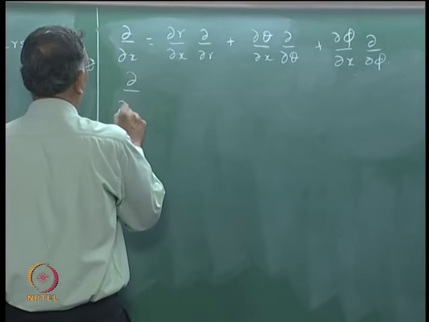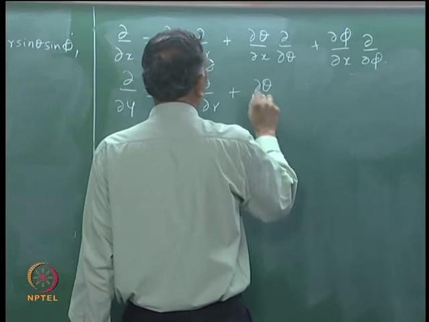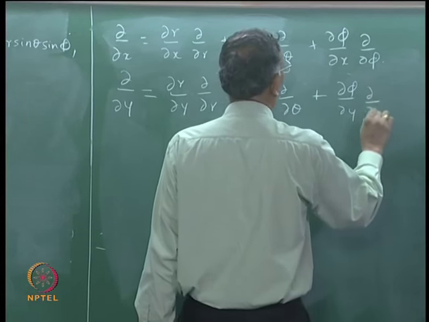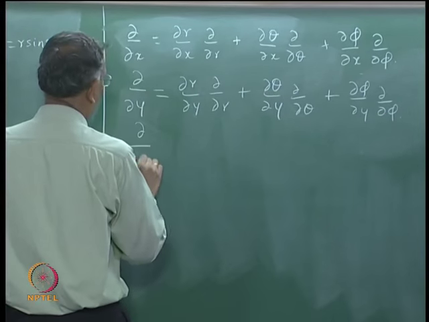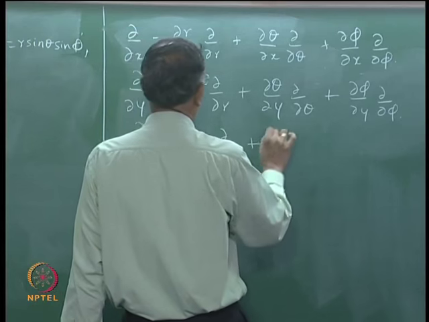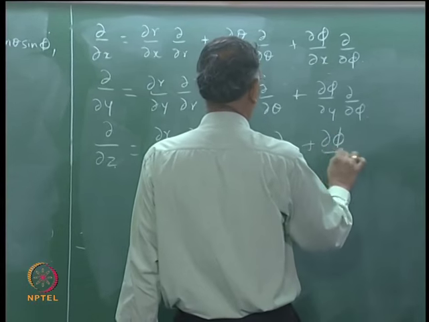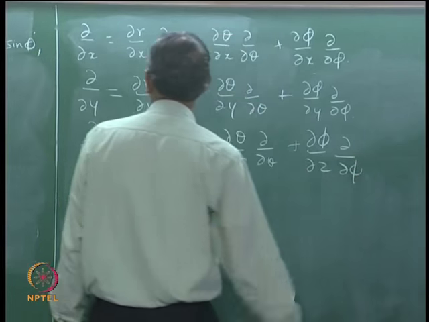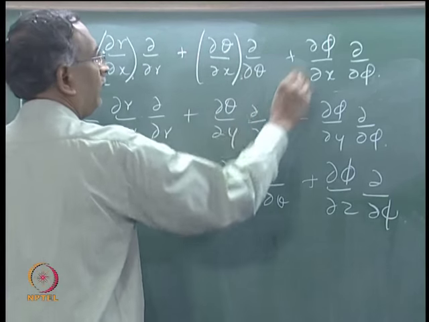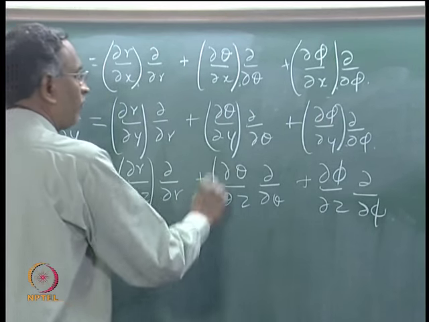And likewise for the derivatives, dou by dou y, which is dou r by dou y dou by dou r plus dou theta by dou y dou by dou theta plus dou phi by dou y dou by dou phi. And the last, dou by dou z, is dou r by dou z dou by dou r plus dou theta by dou z dou by dou theta plus dou phi by dou z dou by dou phi. Okay. So, these are the derivatives that you need to calculate, and they are fairly straightforward to do. So, I shall give you just the results.